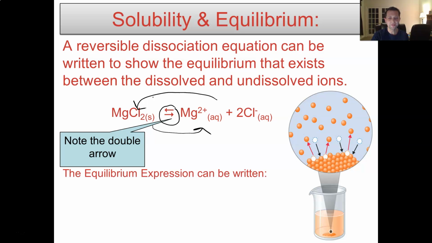So how do you write the equilibrium expression? It's super easy. It follows all of our rules from before. So our KEQ equals the concentration of Mg+2 times the concentration of Cl-1 squared, because we have the coefficient of 2 here. Where is magnesium chloride solid? Where is that in our equilibrium expression? Well, it shouldn't be there. Solids do not show up in any K expression ever.